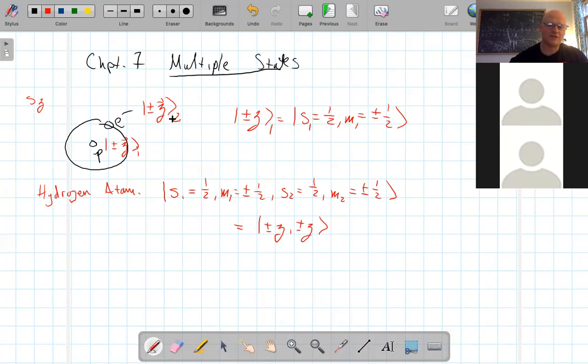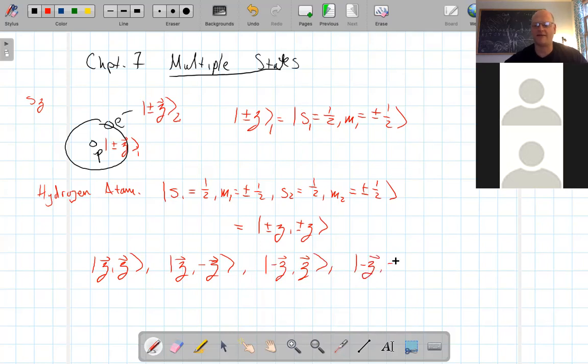So the possible combinations we can make for these two would be, let's say the first one is spin up and the second one is spin up, so this is 1. The first one could again be spin up and the second one spin down, which is another possible state. Or the first one is spin down and the second one is spin up. Or finally, they can both be spin down. These are possible states, and in this case, these would be my basis functions for this composite state.